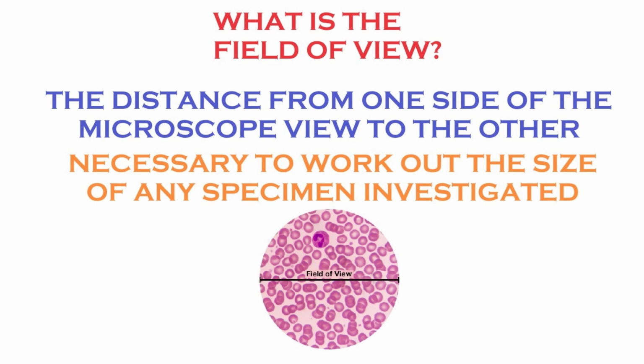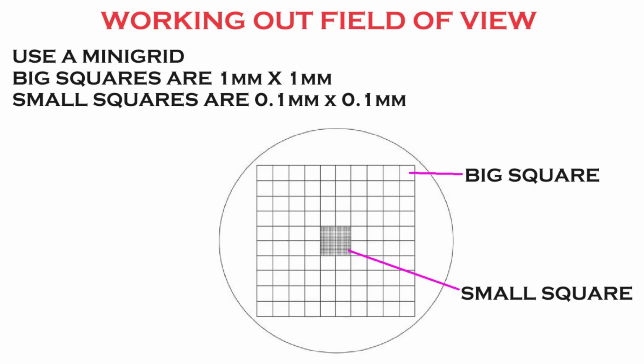Next, we'll talk about how we work out the field of view. Well, we use a mini-grid. It has big squares and small squares. The big squares are 1 millimeter by 1 millimeter, and the small squares are 0.1 millimeter by 0.1 millimeter. Here you can see the big squares, and in the middle you can see the small squares.